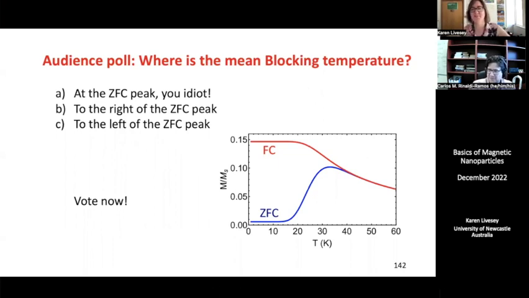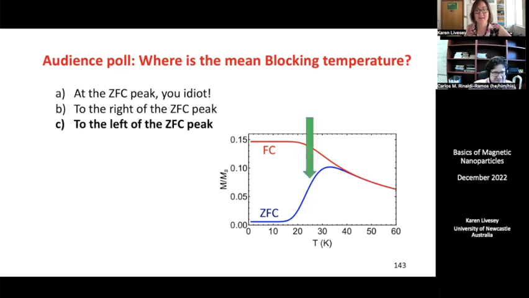So people have indicated that they think it's C, to the left. Two votes for C and everybody else is quiet. Oh, come on. Oh, there you go. One for B, one for B. Okay. All right. So the answer is to the left of the peak.